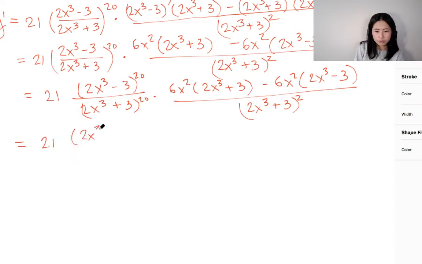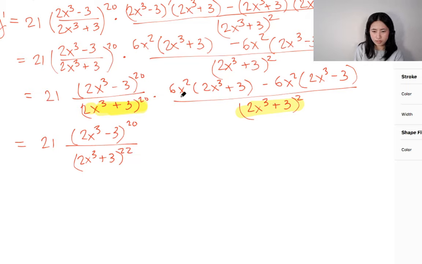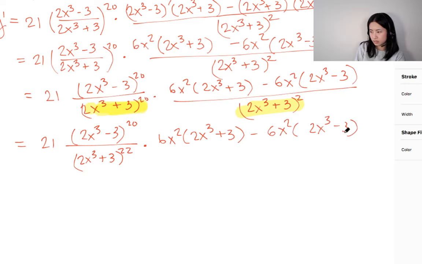And then in my denominator, I'm adding, remember these two? Maybe I can go and highlight that. So adding this and this, right? So we have 2x cubed plus 3, and this is now 22. Okay, so now that we have that, we're going to see that we have the 6x squared left. And this is 2x cubed plus 3 minus 6x squared. And you have 2x cubed minus 3, right?